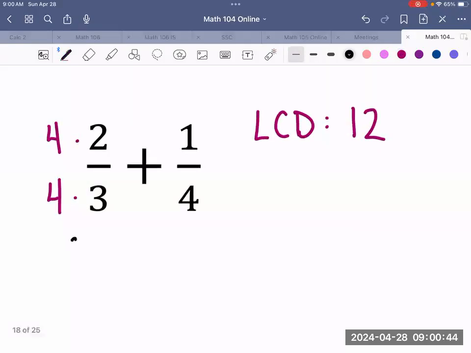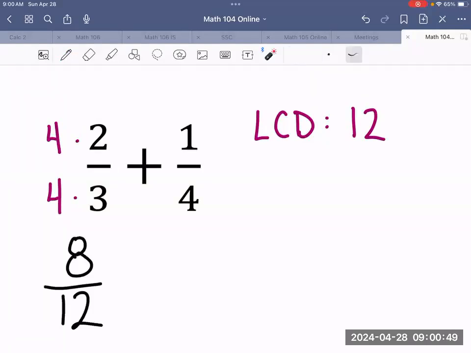So 4 times 2 is 8. 4 times 3 is 12. So this fraction here is the most reduced fraction. This fraction here does have a 4 in common.